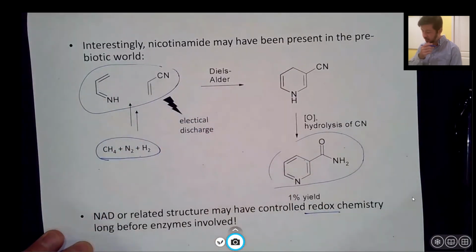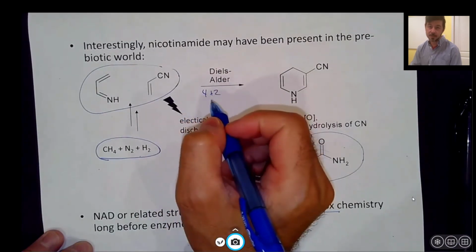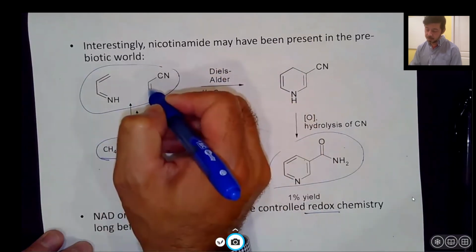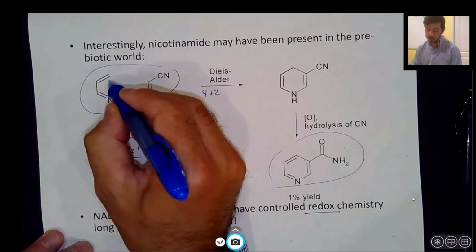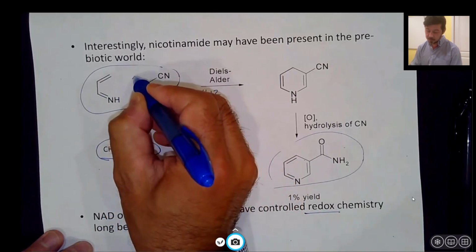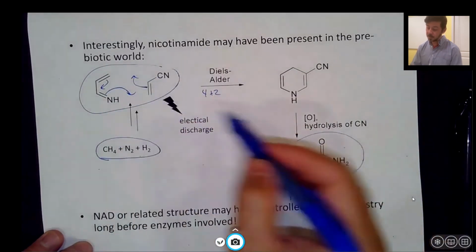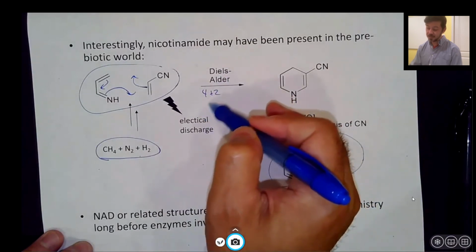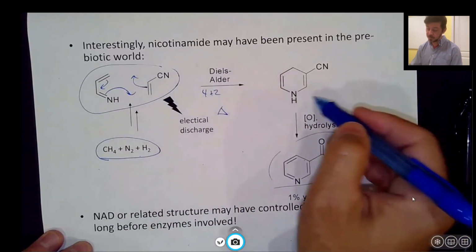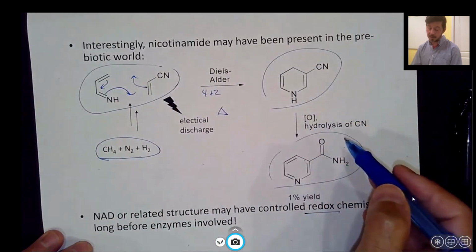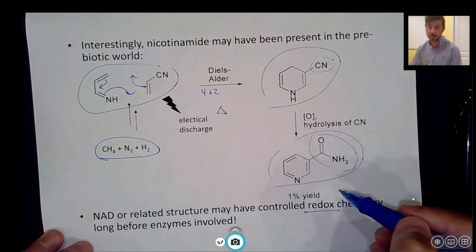And you've learned about a 4+2 cycloaddition reaction in organic chemistry called the Diels-Alder reaction. What that is, you're taking a diene with a dienophile, and essentially through a cyclic conversion process, you can get a 6-member ring forming. And so if you put these two together, electrical discharge may have created the energy needed to generate both these molecules, but then also the Diels-Alder, and you can generate this molecule here. And then it's fairly straightforward to oxidize this nitro group to this moiety here.